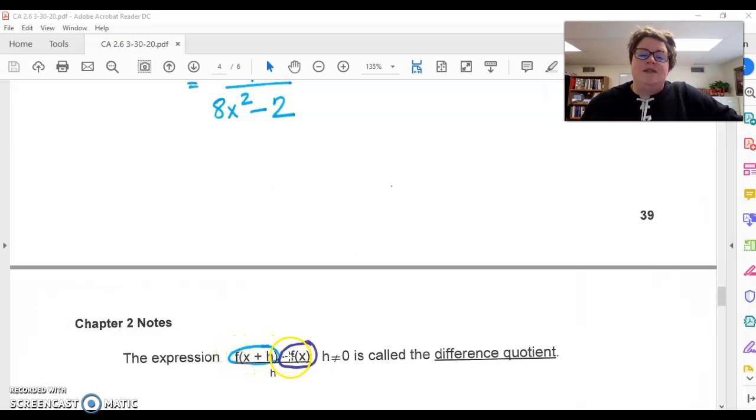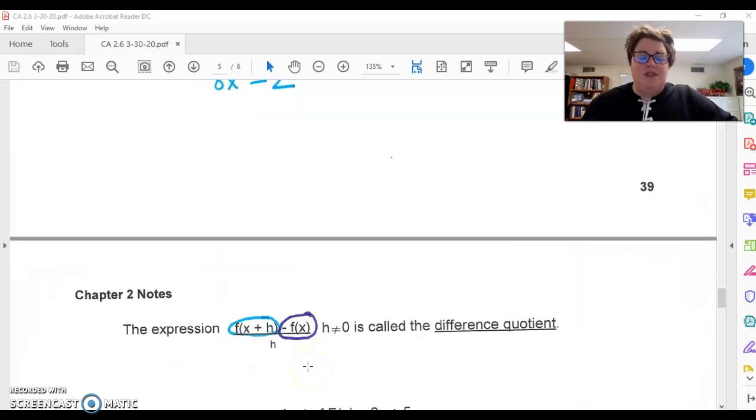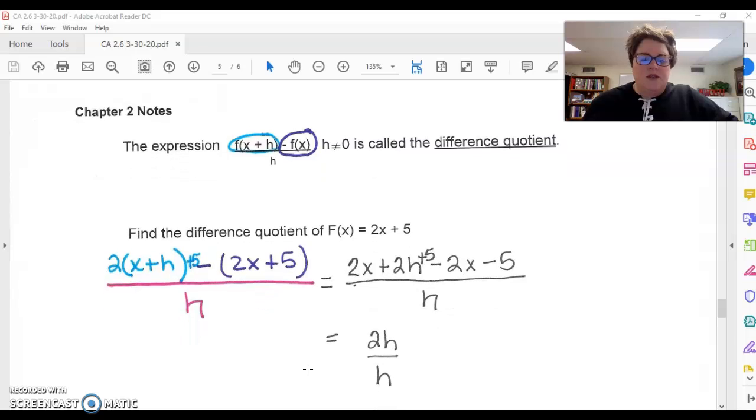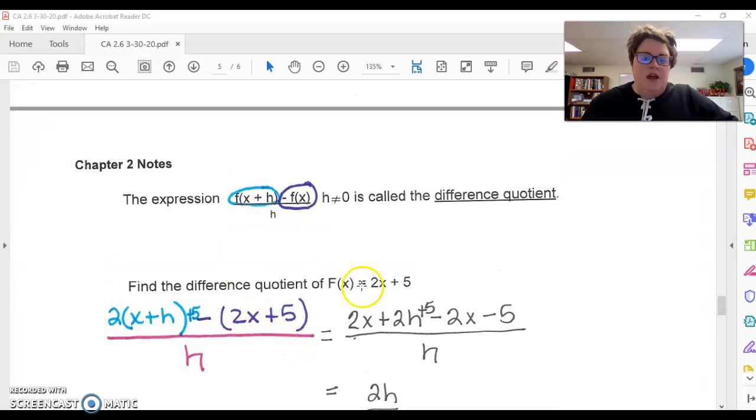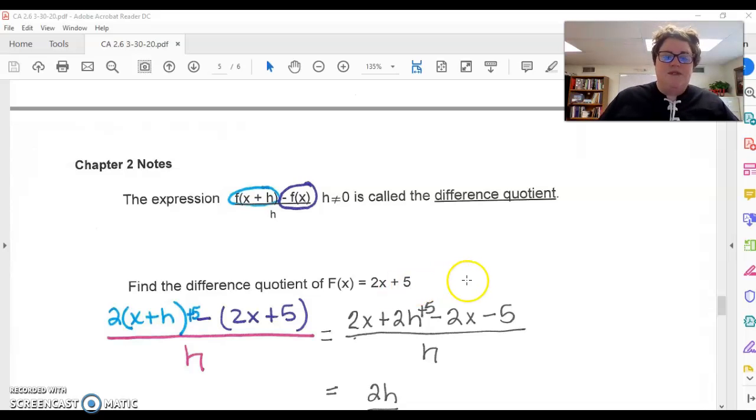The second time you're going to subtract your function. And I tried to color code all of this for you so you can see. So this first one, I want to find the difference quotient of f of x is equal to 2x plus 5. So the first time, what's in turquoise, you put in 2 times x plus h plus 5. The second part is in purple, so minus f of x, so minus your function, and then all over h, which is in pink. So then you evaluate.